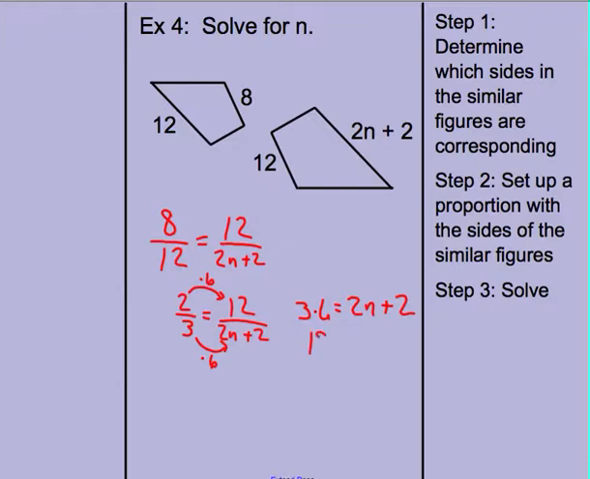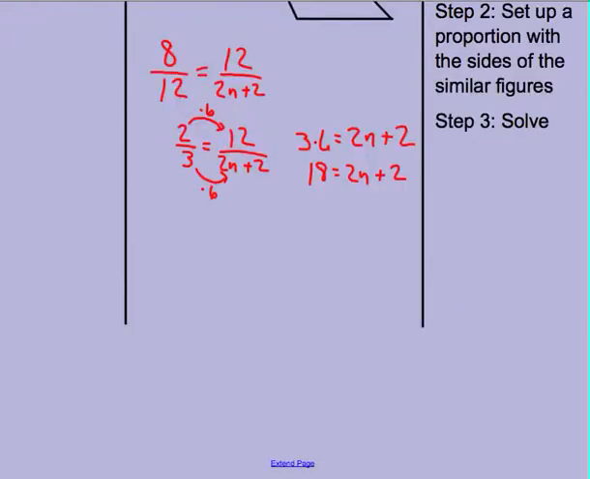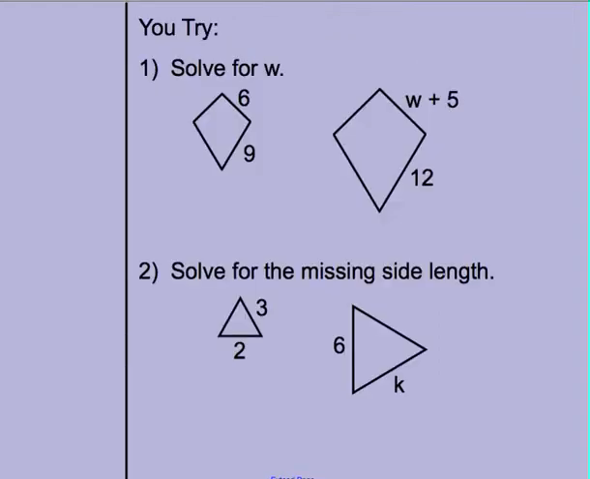3 times 6 equals 18. To solve for n, first thing I'm going to do is subtract 2. I'm subtracting 2 to cancel on the right-hand side. On the left-hand side, 18 minus 2 is 16. And dividing both sides by 2 cancels on the right-hand side. 16 divided by 2 is 8. And your U-try problems.